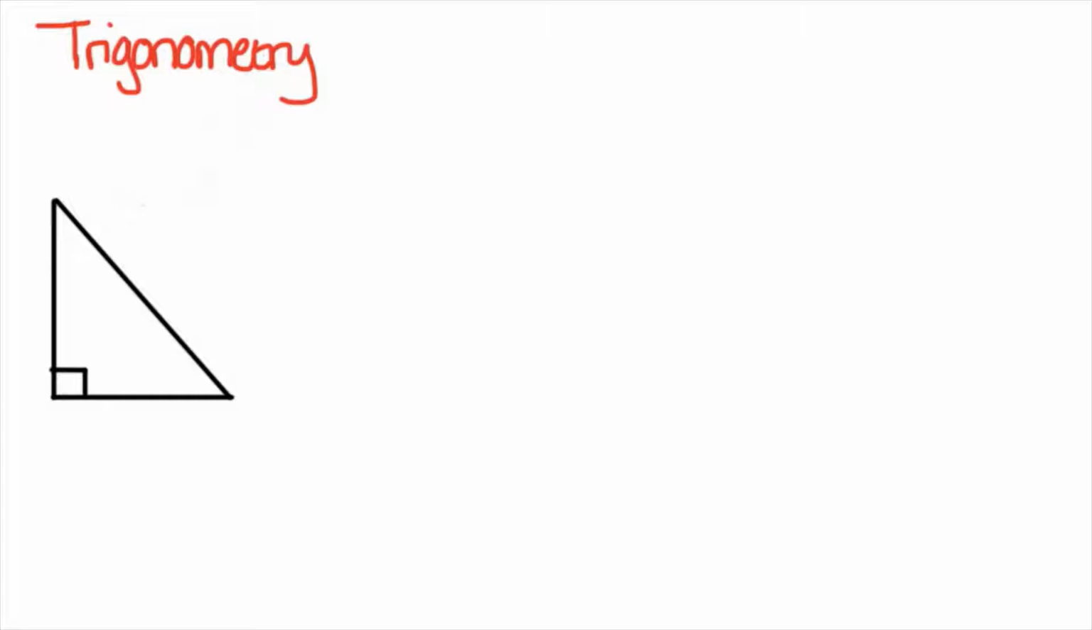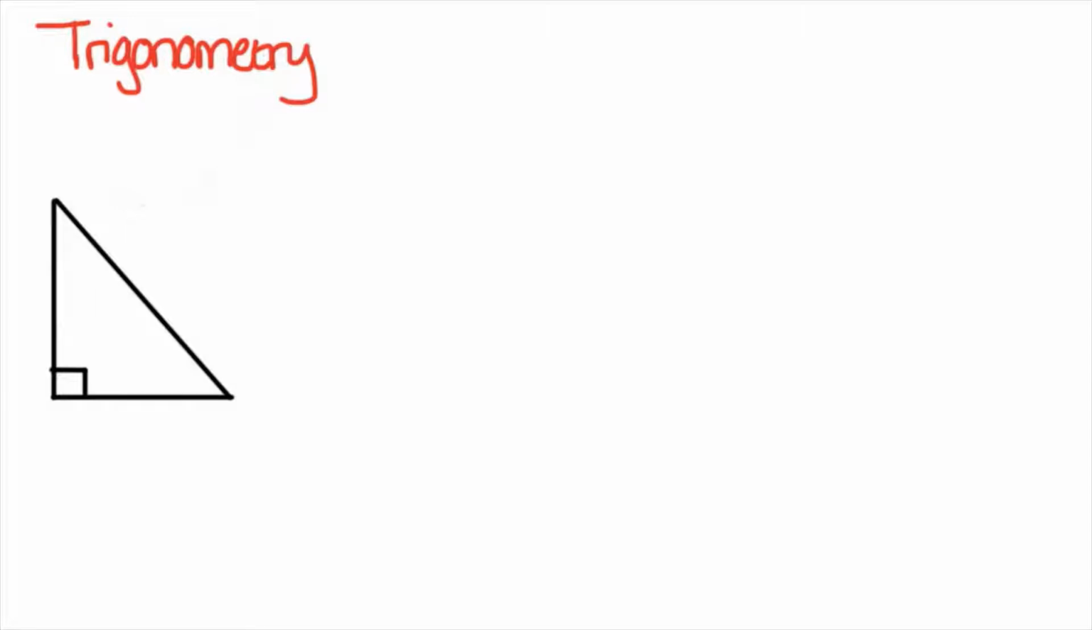Today we're going to be talking about trigonometry. So trigonometry can be used to help us find the length of a side or the size of an angle on a right angle triangle. So first of all, we need to know how to label a right angle triangle.